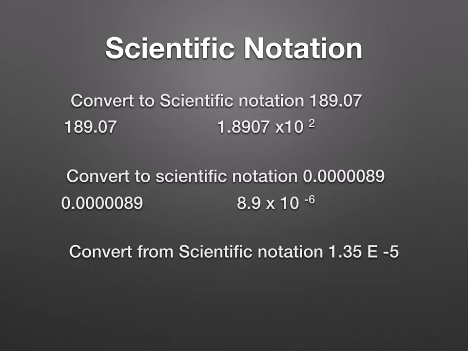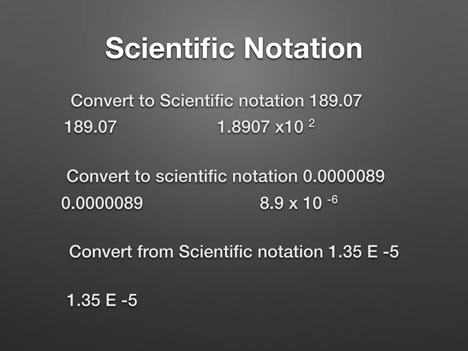So look at the next one. 0.000089. I moved the decimal to be between the 8 and the 9. Since it's a decimal number, I know I'm going to have a negative. Your answer should be 8.9 times 10 to the negative 6.